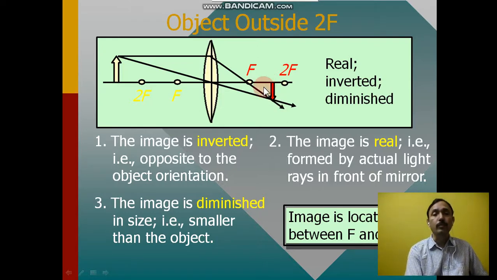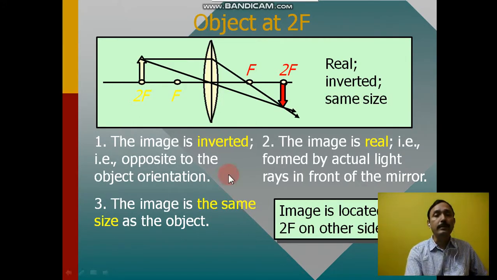Image is produced. So here the image is inverted, that is opposite to the object orientation. Number 2, the image is real, that is formed by actual light rays in front of the mirror, and the image is diminished in size, that is smaller than the object. Image is located between f and 2f.